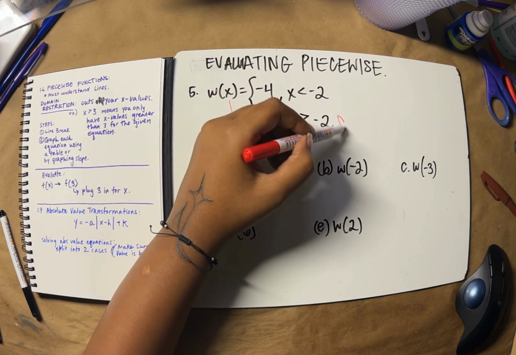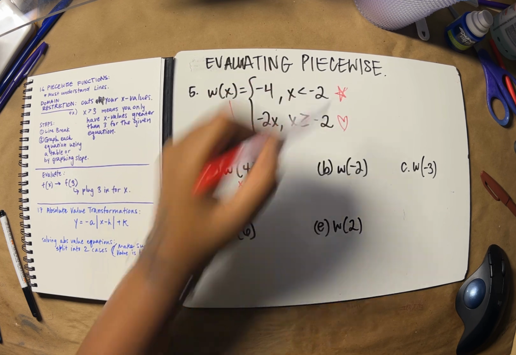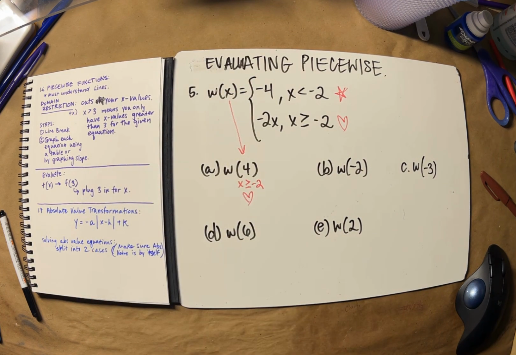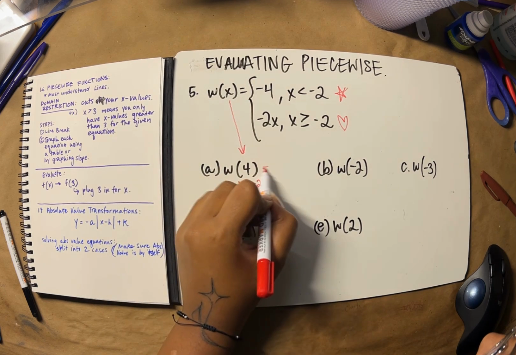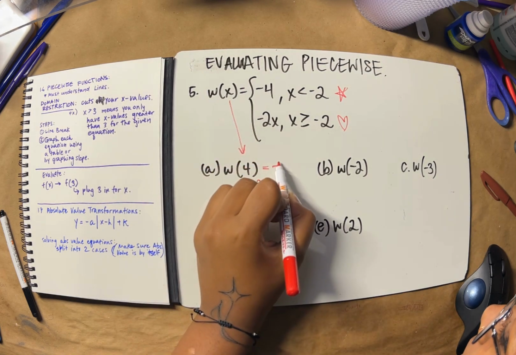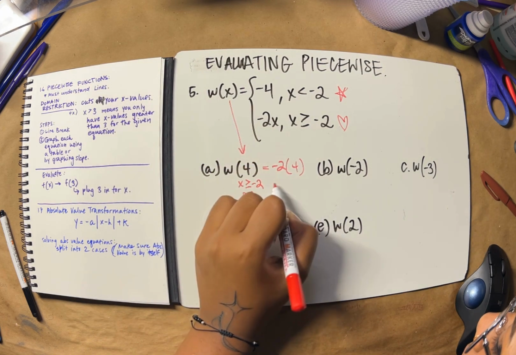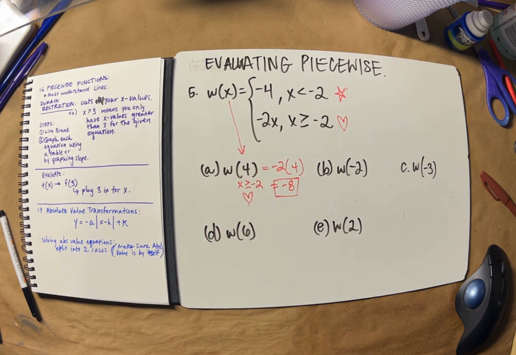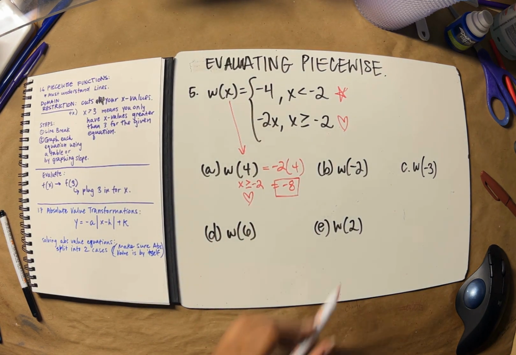I'm going to use a heart and a star to talk about which ones we're using. In this case, we're using the heart piecewise equation. So we're plugging in 4 into my x value because again, it's an x value that's given to us. So it's -2 times 4, which is equal to -8. That's all you're doing. You're done. It's equal to -8.